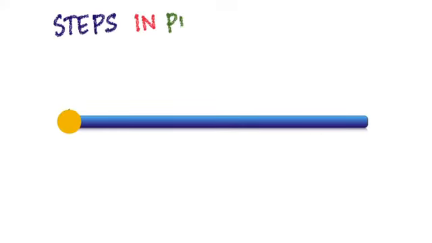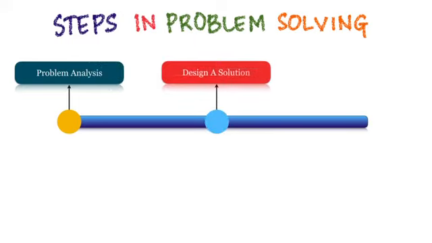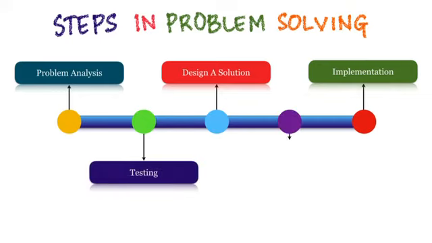Now, let's start with learning the steps involved in problem solving in programming. Before being ready to solve a problem, there are some steps and procedures to be followed to find a solution. Now, let's have a look at them. So, there are basically 5 steps in problem solving. First step is problem analysis. Second step is design a solution. Third step is implementation. Fourth is testing. And last step is documentation.